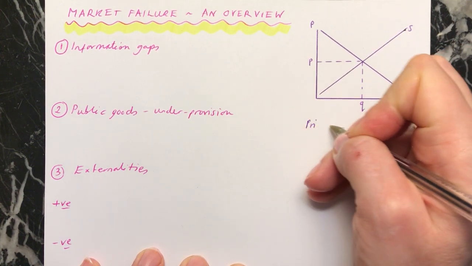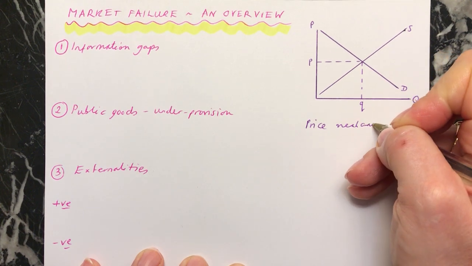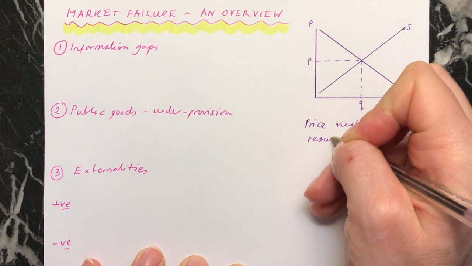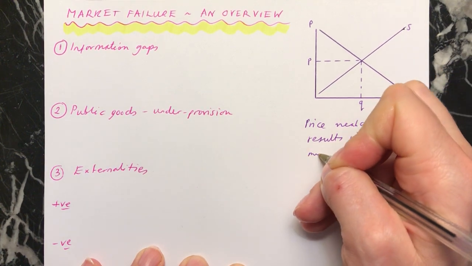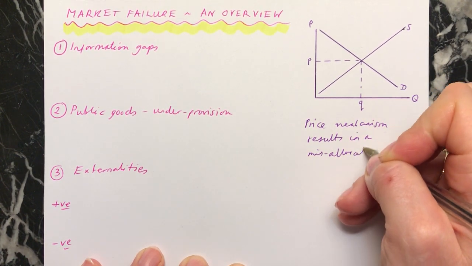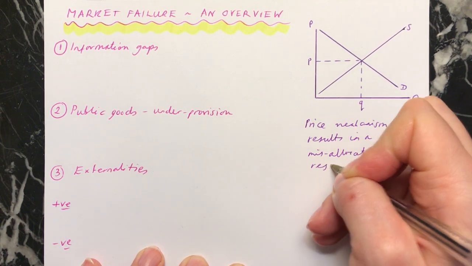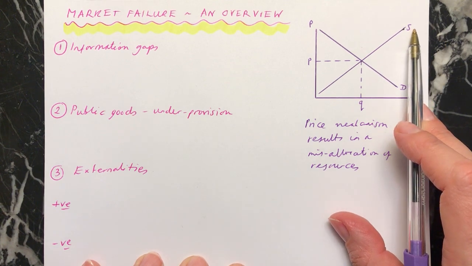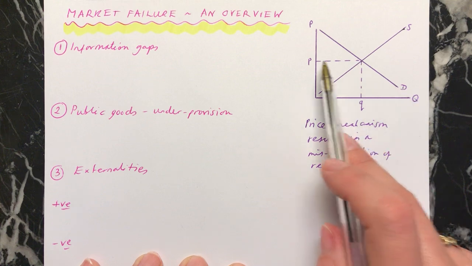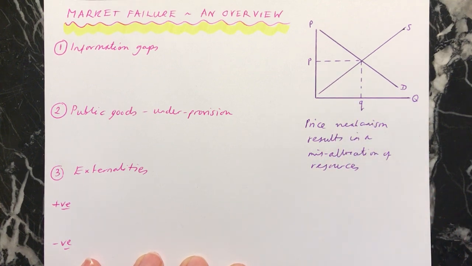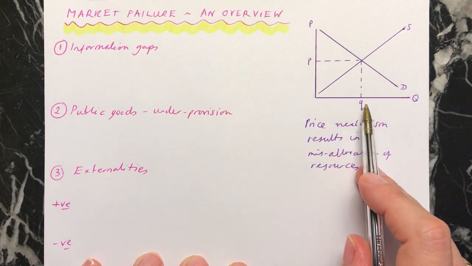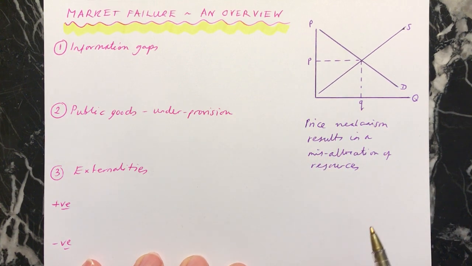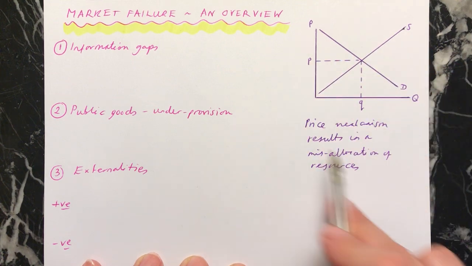So it's where the price mechanism results in a misallocation of resources. This means that, for example, in a pure free market economy, there's no government intervention. Firms supply what they want to, consumers demand what they want to, and we find the equilibrium point where the quantity demanded is equal to the quantity supplied, and we have a price and a quantity at the equilibrium. And if there's no government intervention at all, this is allowed to go ahead.